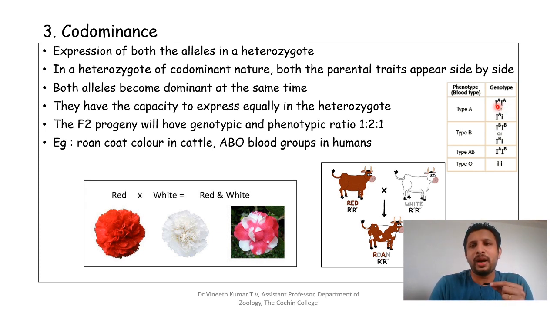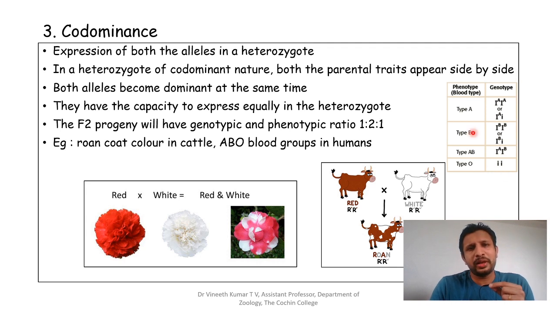As you can see here, one allele is IA, the other allele is IB, and the other allele is IO. Here it is written as small i. It is also written as IO. So there are three alleles for a particular gene. That means to determine a particular trait like blood group, rather than one or two alleles for a gene, here you have three alleles for a gene: IA, IB, and IO.